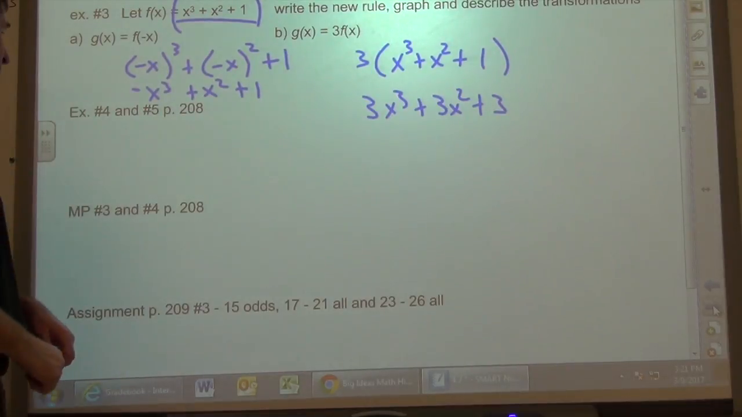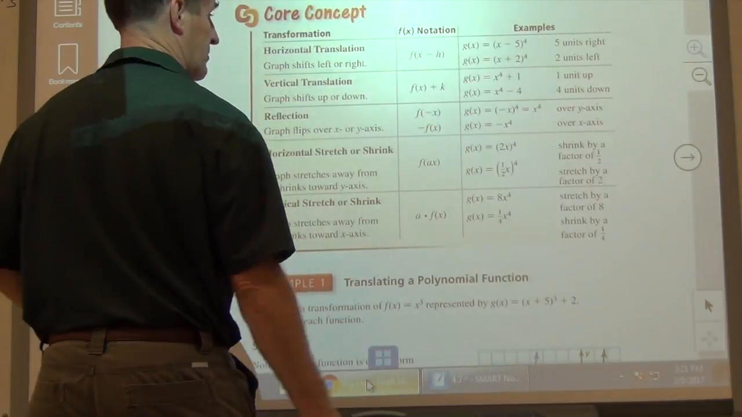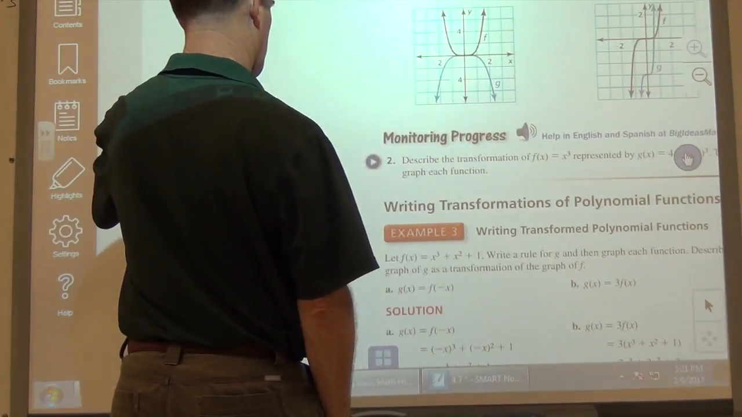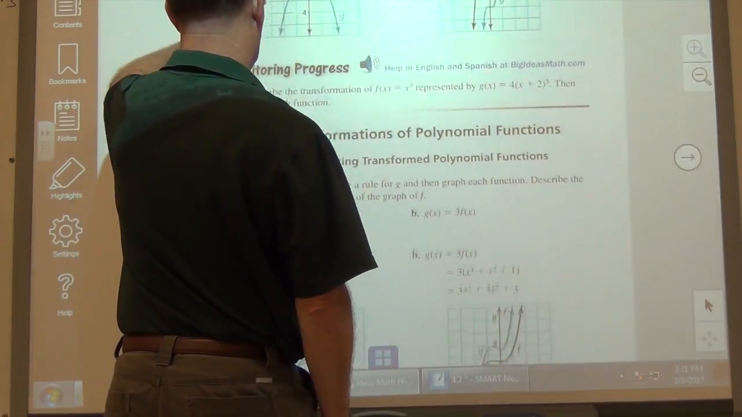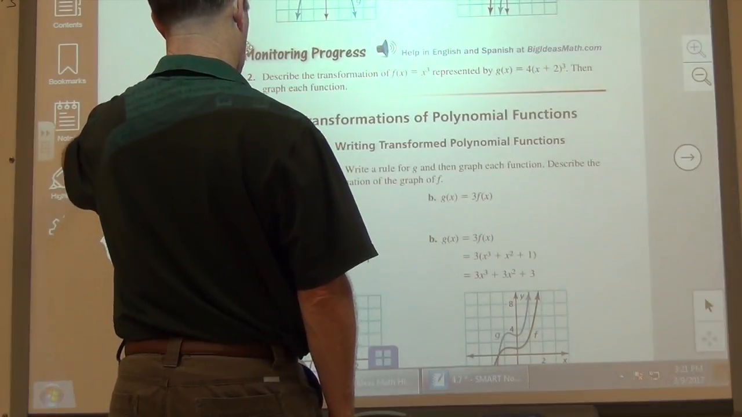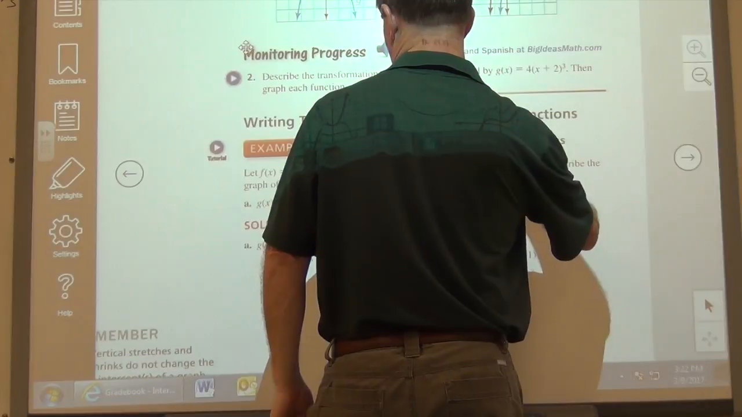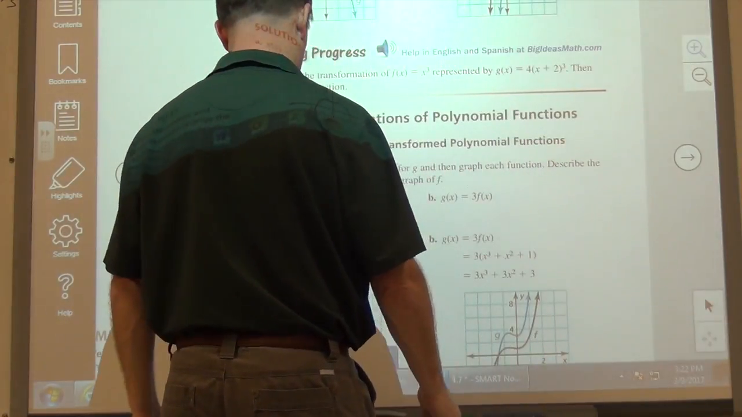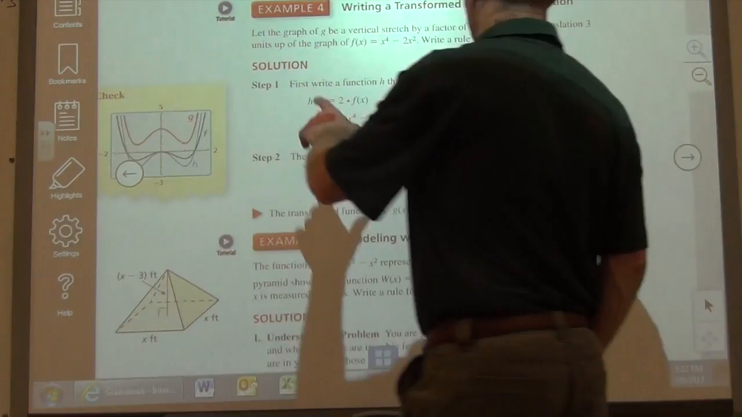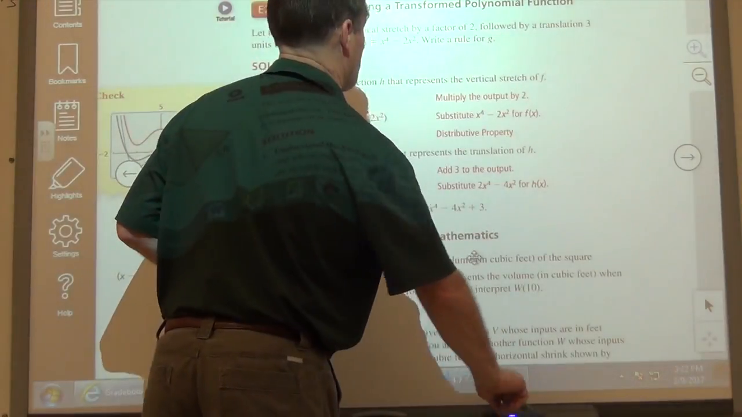So now let's look at page 208 in the book. And we're going to look at example number 3 and 4. So, 4 and 5 actually. Look at example 4 and 5 on here. So, now it gets a little bit more complicated.